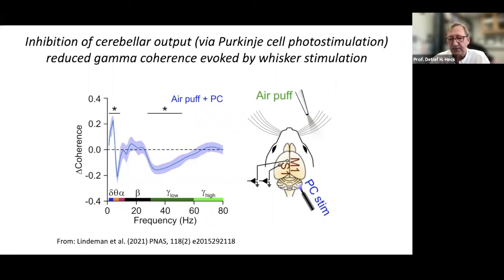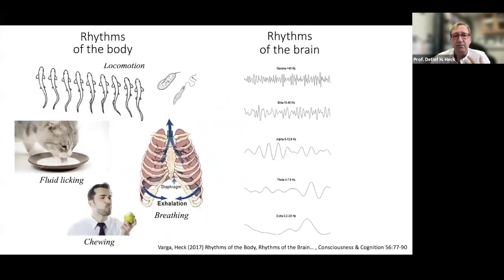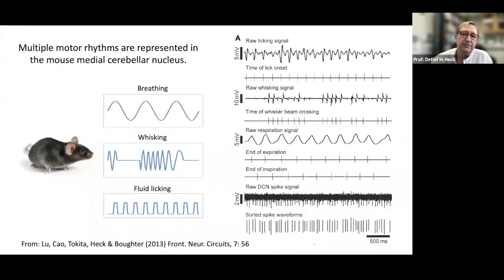Is that a general principle? I would suggest it is, because a lot of rhythms are motor rhythms, right? Most essential movements are actually rhythmic, like chewing, breathing, walking, licking, swimming. So besides the rhythms of the brain, we have all these rhythms of the body. And it is likely that the cerebellum has a role in coordinating these rhythms as well. There's not much directed study of the coordination of these rhythms by the cerebellum yet, but there are some indications.